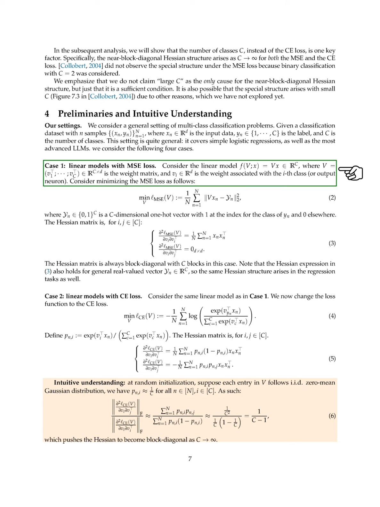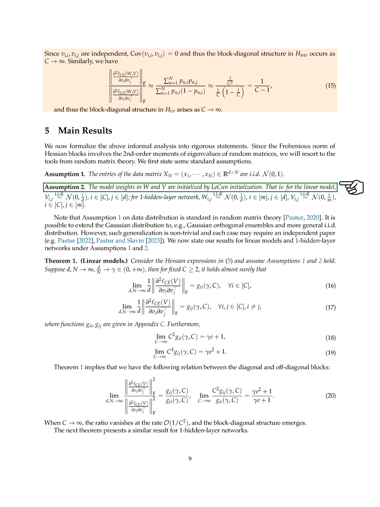Next, we formalize our informal analysis into precise statements. Since the Frobenius norm of the Hessian blocks relates to the second-order moments of eigenvalues from random matrices, we utilize tools from random matrix theory. We start with some standard assumptions, including that the entries of the data matrix are independent and identically distributed, i.i.d., and that model weights are initialized using LeCun initialization. We present our results for linear models and one hidden layer networks under these assumptions.